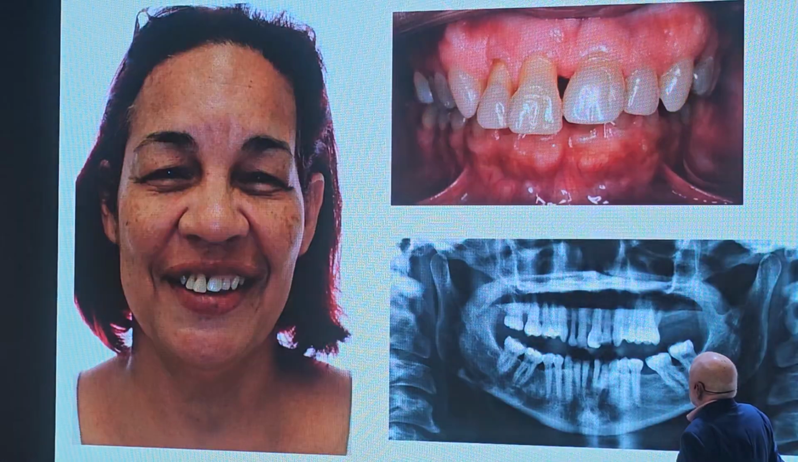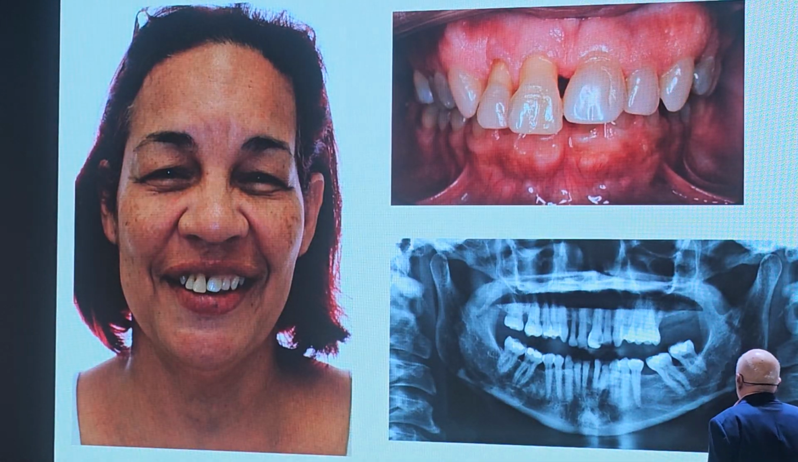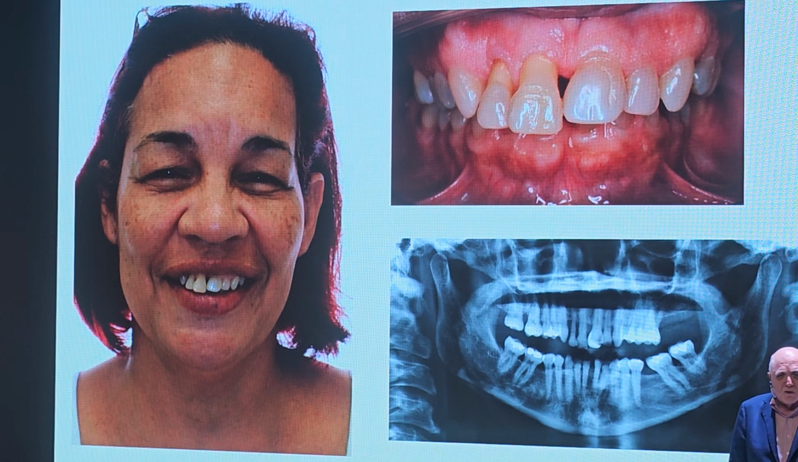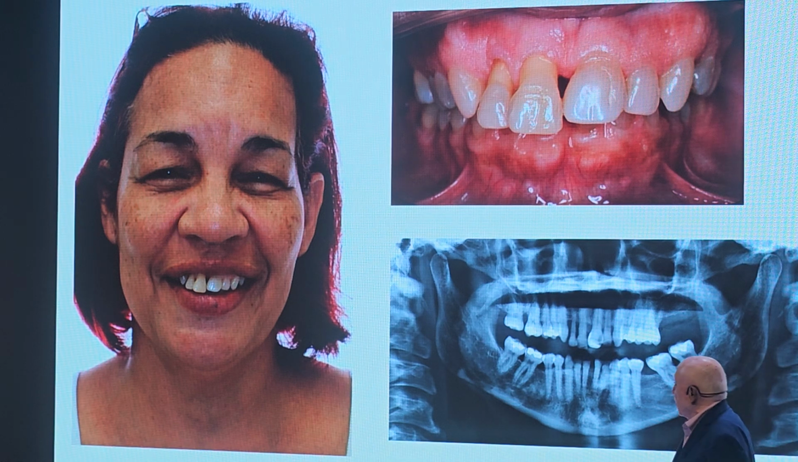And we can finish a patient like this very nicely. Let's take a look at this. This is a very good example of tissue engineering again. This is the opposite example of what I showed you. Remember I showed you that you extrude? Now what is going to happen if you want to intrude the teeth?